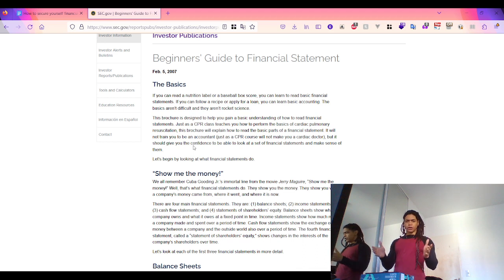So the TLDR: the balance sheet is a snapshot of the company's assets, liabilities, and shareholders' equity. The income statement shows if a company made a profit or not, and the cash flow statement's bottom line shows the net increase or decrease in cash over a period of time. I'm just going to elaborate a little bit more about the cash flow statement.